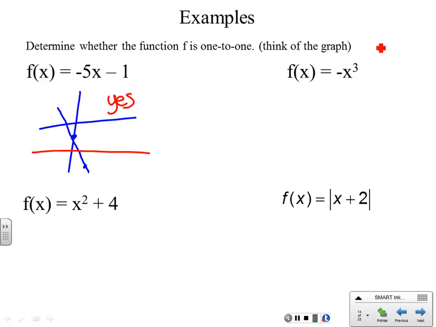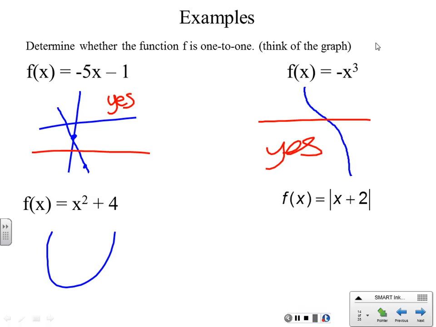What about this one? f of x is equal to -x cubed. What does that graph look like? Memorization. It's an up-and-away, Superman, however you want to look at it, right? Yes or no? Yeah. x squared plus 4. What kind of graph is that? It is a parabola. It looks like that, kind of, sort of. Yes or no? No. Absolute value. It is a V. Yes or no?